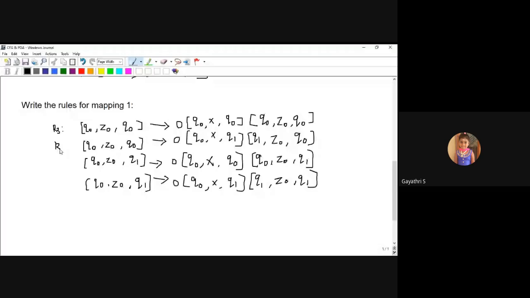So the 4 rules for mapping 1 are over. This is rule number 3, then this is rule number 4, this is rule number 5, and this is rule number 6. Okay. Next, I'm going to write the rules for mapping 2.